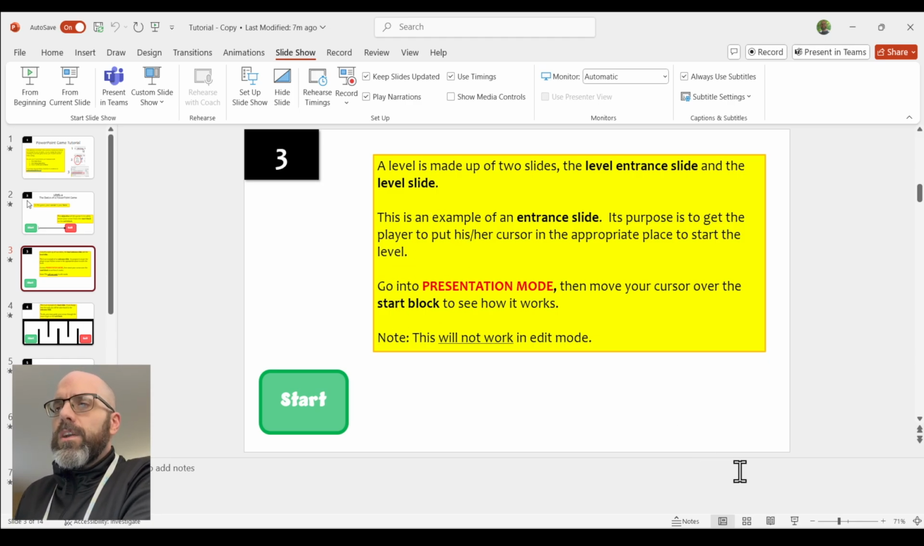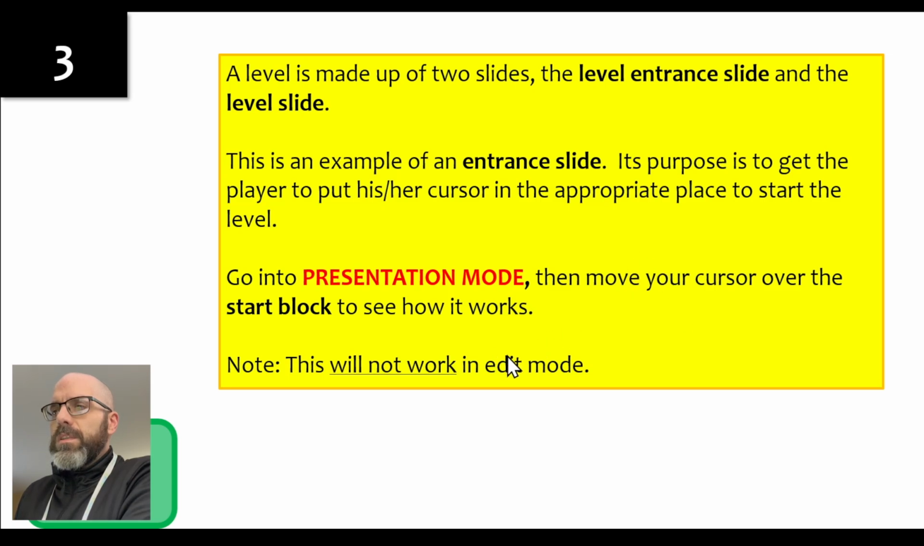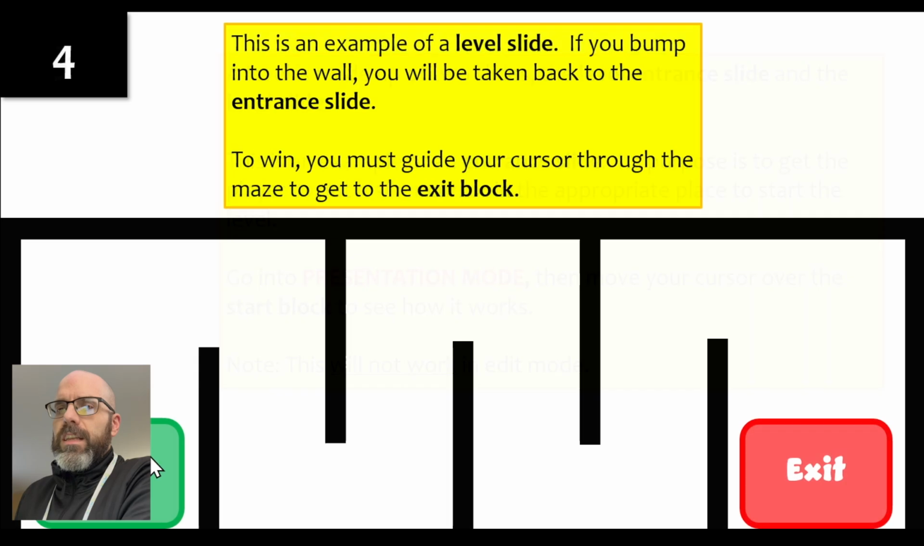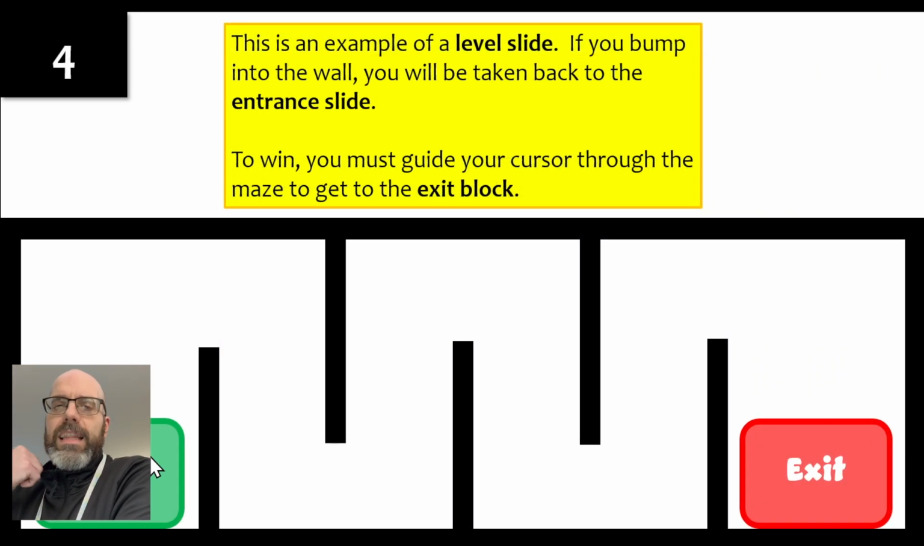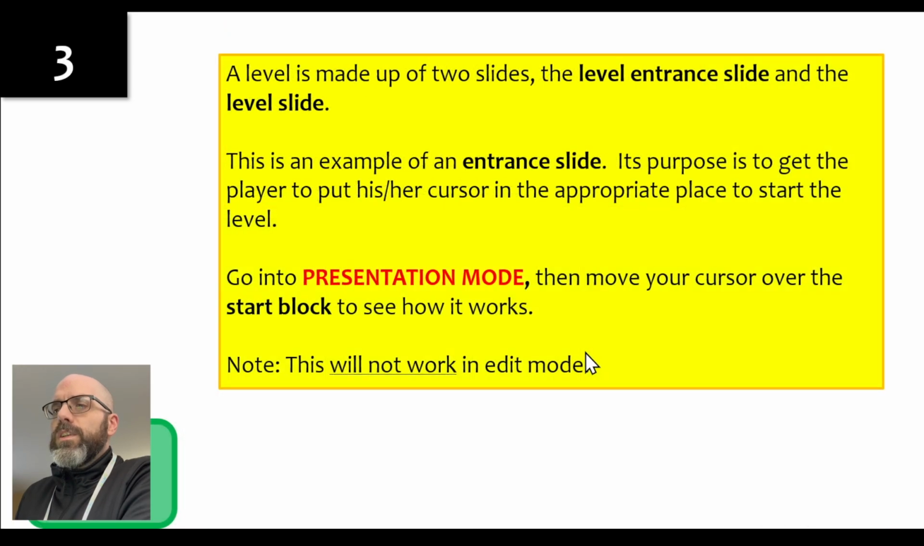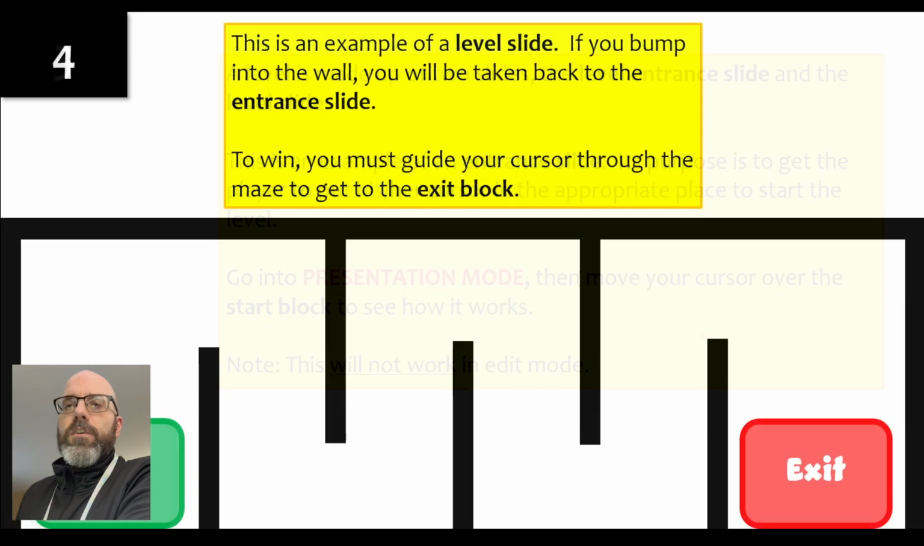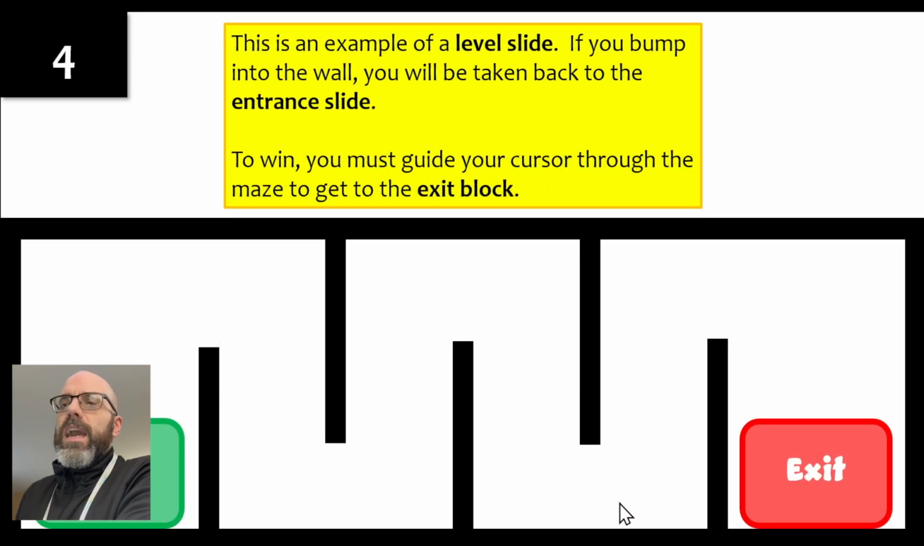So to see how this works, we're going to go into presentation mode here, and I'm just going to move my cursor over the start block, and you'll see I don't need to click, I just move my cursor over it, and now we're into the level itself. So that's what the starting block does. It gets you into the level. And now this is an example of a level. So here's my cursor, and what I'm going to do here is just navigate this maze. I want to make sure not to hit any of the walls, otherwise I'll lose. So I will just run into the wall just to show you how I will be returned to that previous slide that I was showing you, the level entrance slide. So if you die or fail, you have to go back and start again. And if you get successfully to the exit, you will then be taken to the next slide, which is the next level's entrance slide.